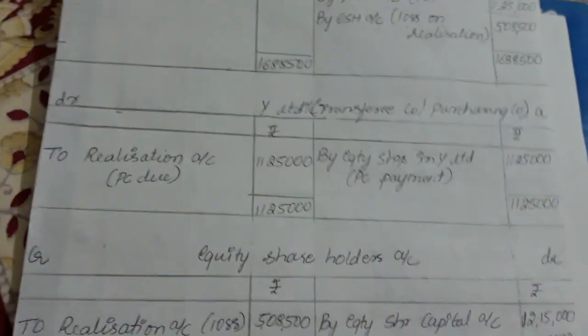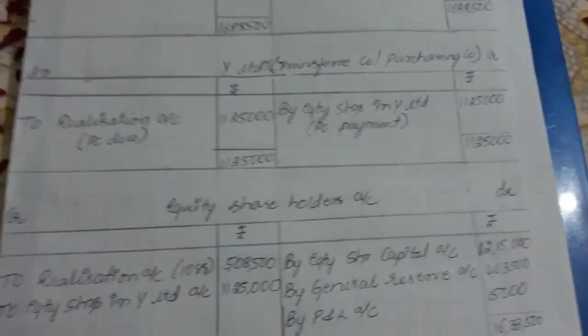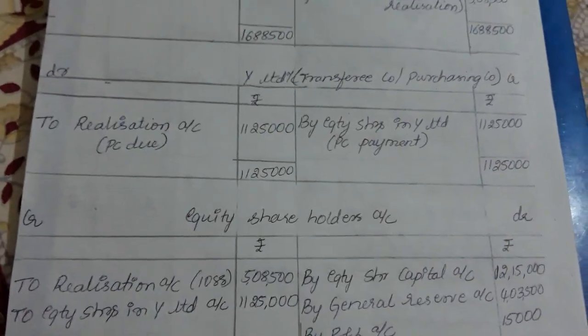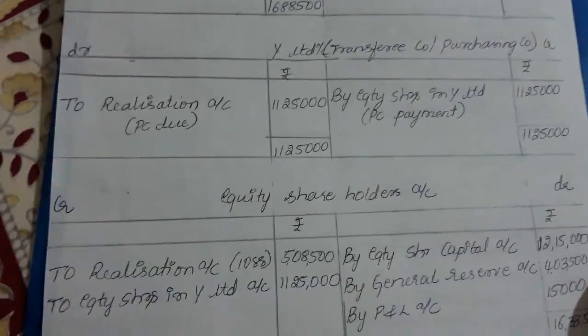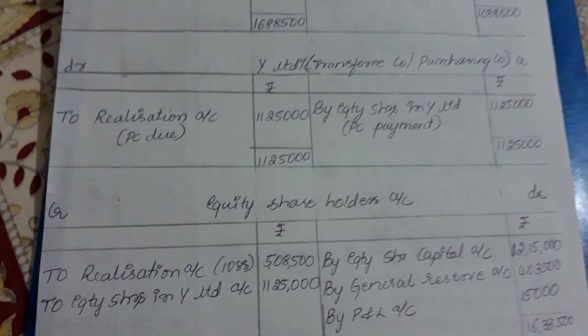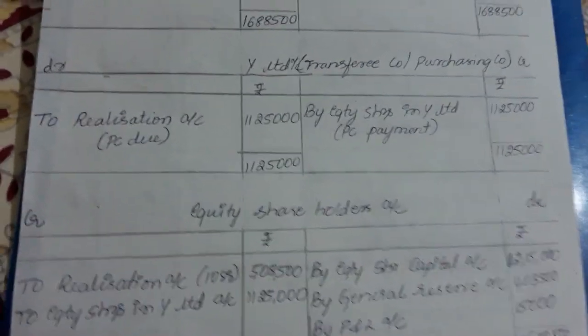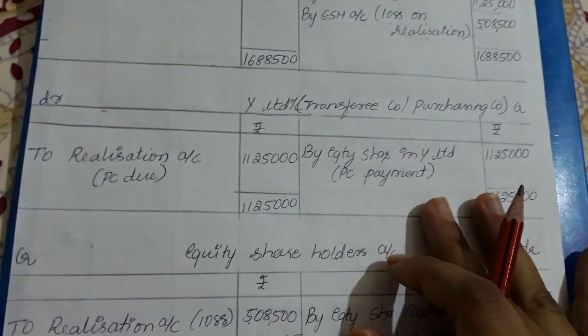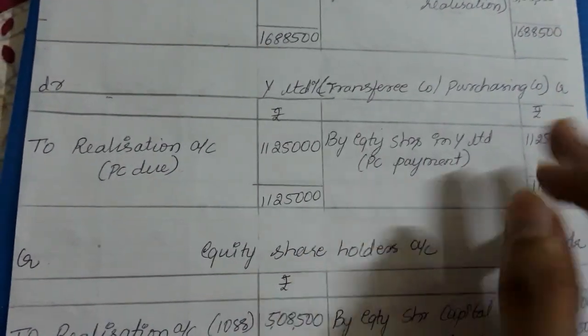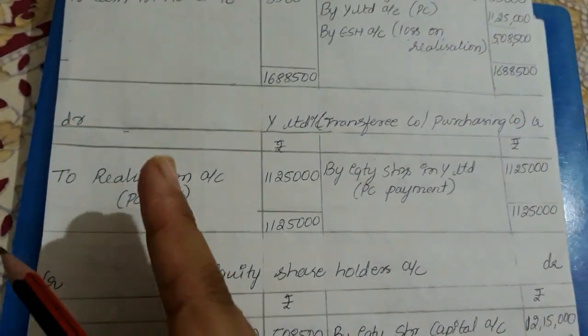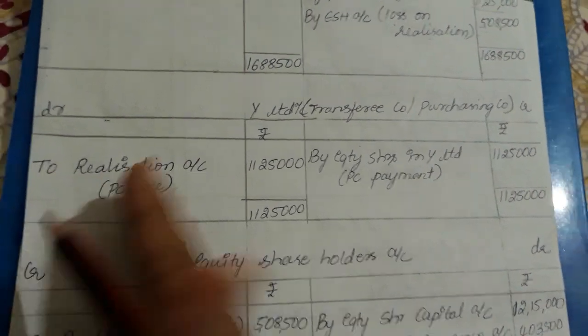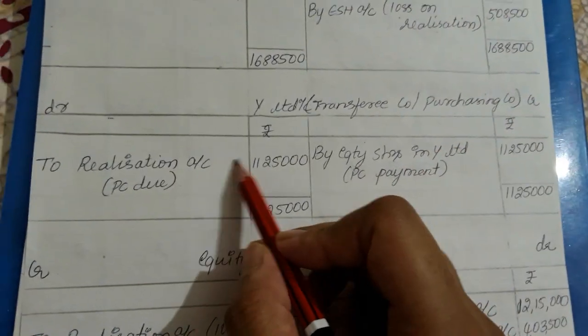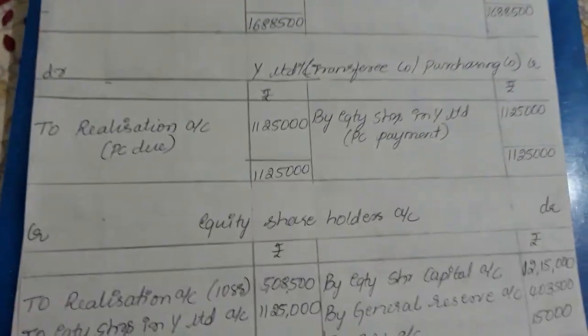Next, coming to the transferee company account. If you have already written the journal entries, you can debit and credit the accounts according to them, or it is simple to see it in the ledger account and remember what comes in the transferee company account. On the debit side, we write the purchase consideration we have given. On the credit side, we write how this purchase consideration has been distributed.